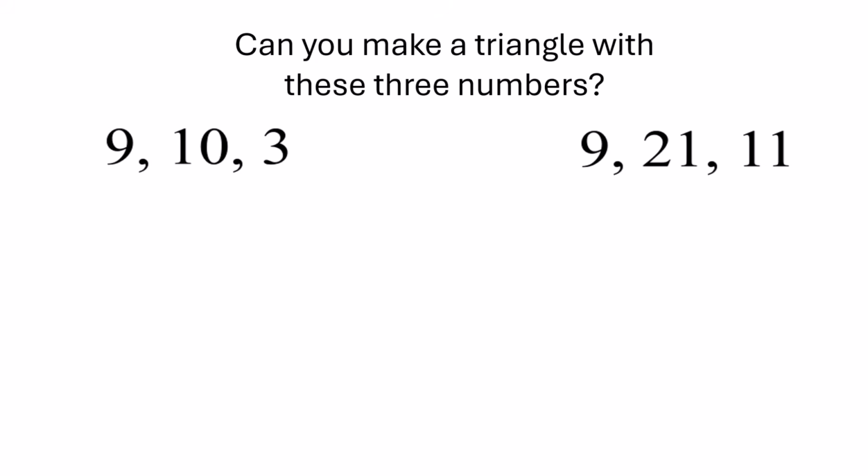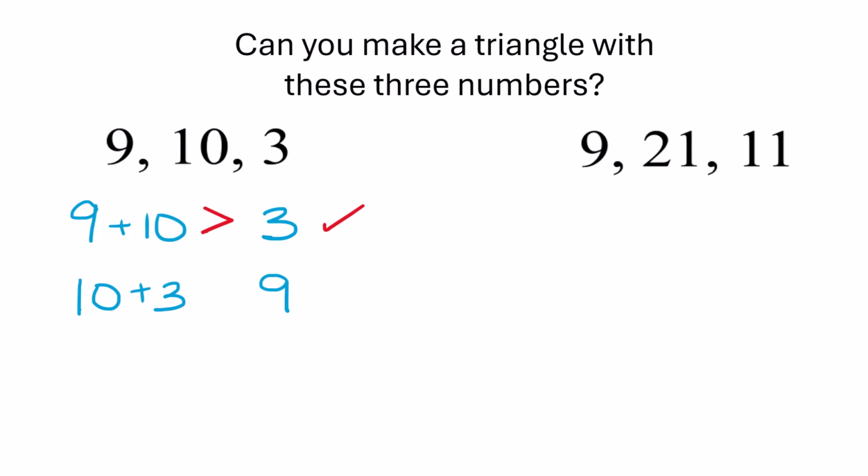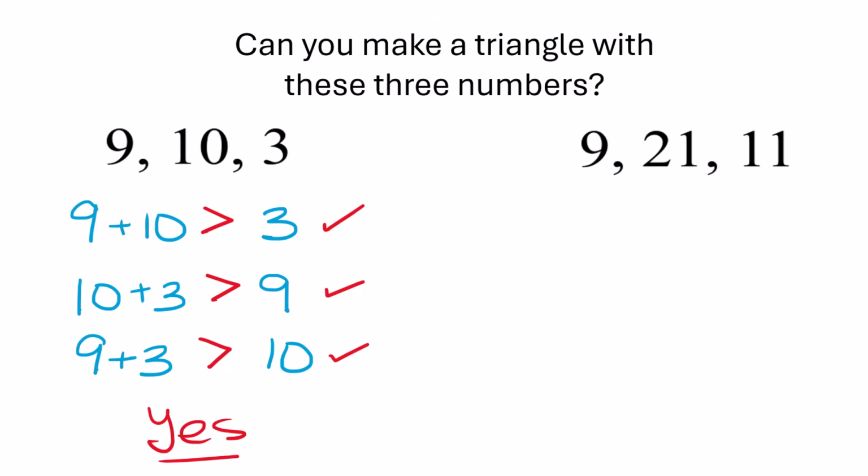And this is what the problems are going to look like. Can you make a triangle with these three numbers, 9, 10, and 3? So I'm going to take 9 plus 10, and I'll be comparing that to 3. Is that true? Yes. And then I'm going to take the 10 plus the 3 and compare it to the 9. Is that true? Yes. And then the last pair would be the 9 plus the 3. Is that bigger than 10? Yes. So the correct answer here is yes, I can make a triangle with these three numbers.